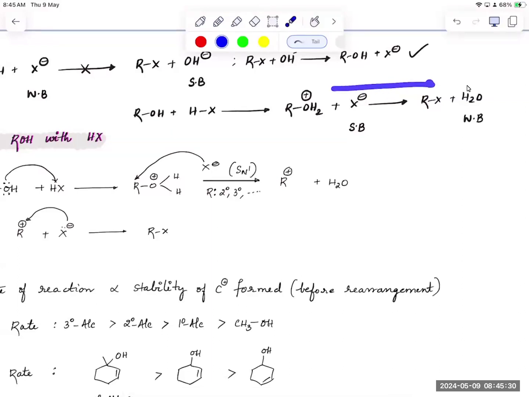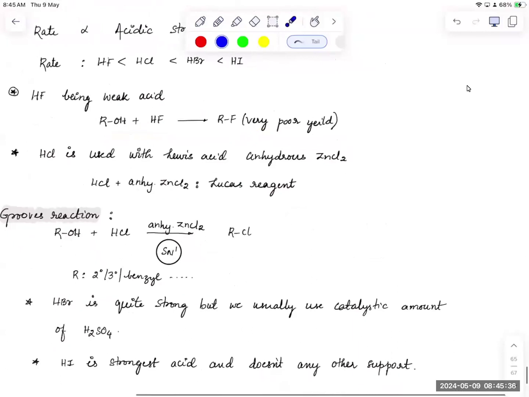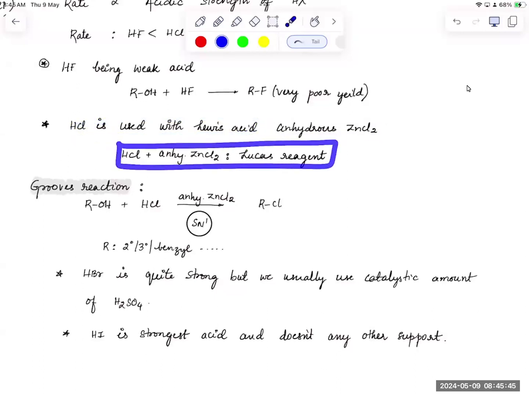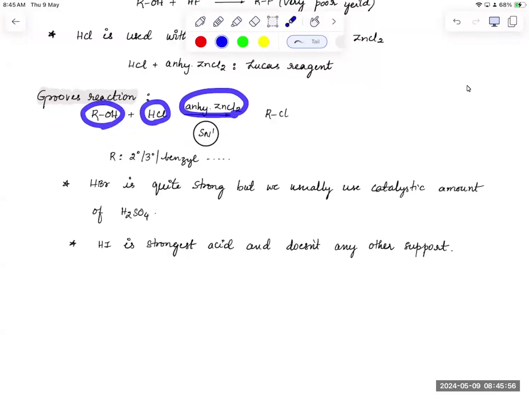What if I want the reaction to go in the forward direction? Then I need to take anhydrous conditions. That's why we take anhydrous zinc chloride and add HCl to it. And this reagent is called Lucas reagent. HCl plus anhydrous zinc chloride is called Lucas reagent. It will make a reaction called Groove's reaction, where alcohol plus HCl in the presence of anhydrous ZnCl2 gives RCl, correct?